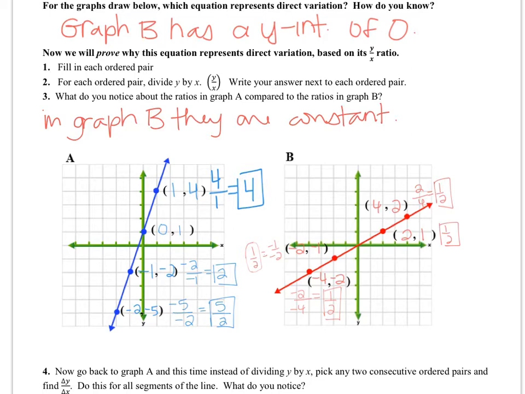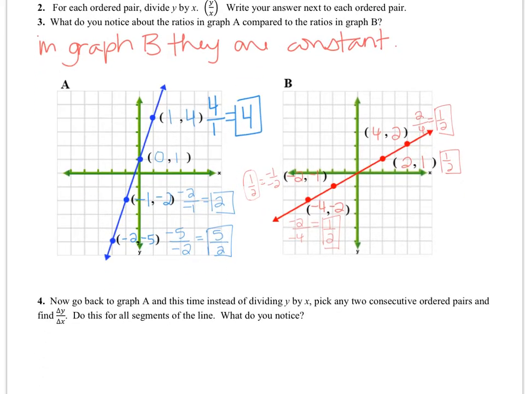So that's really what makes something direct variation, is if when you divide an ordered pair y by x, and then another ordered pair y by x, and then another ordered pair y by x, if you keep getting the same ratio, then it's direct variation. If you keep getting a different ratio, it's not direct variation.